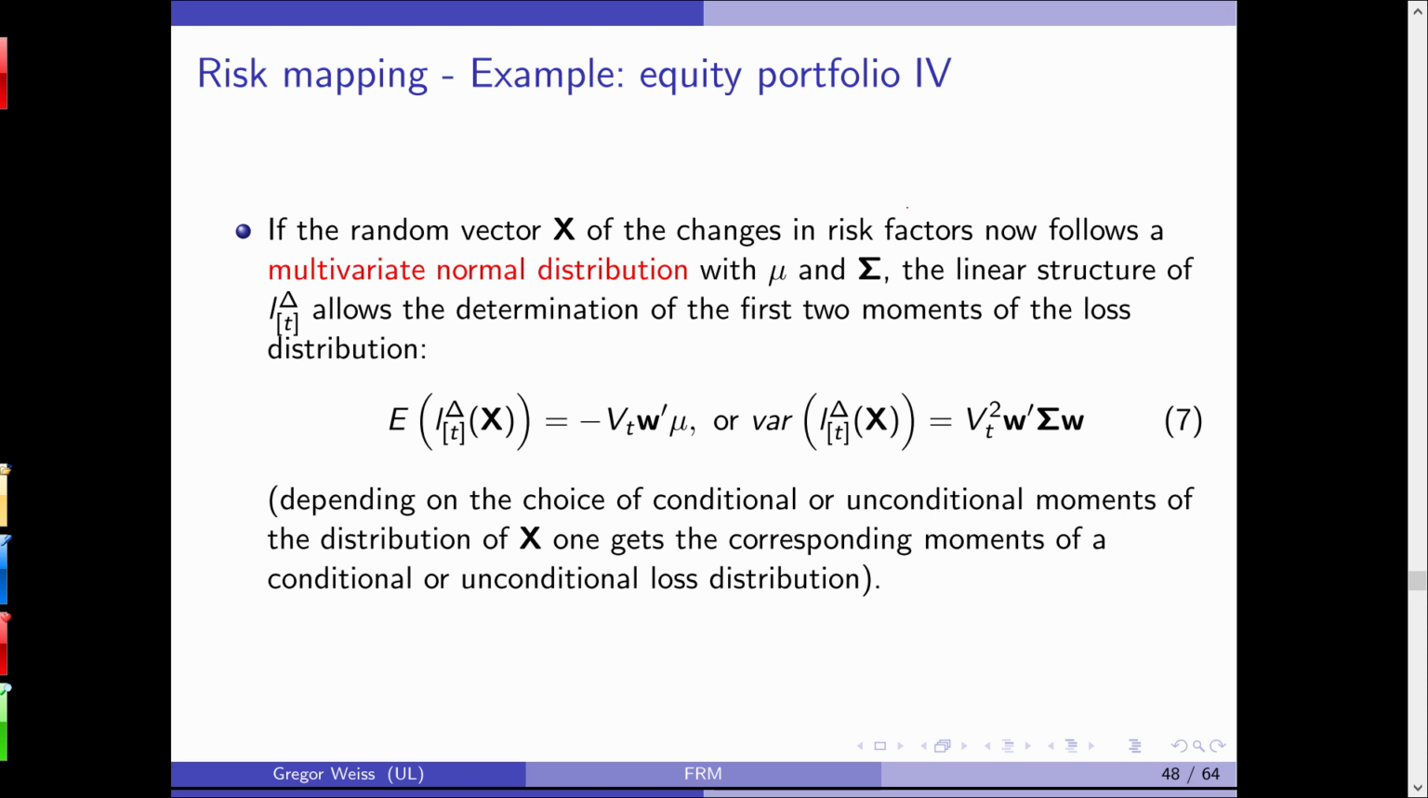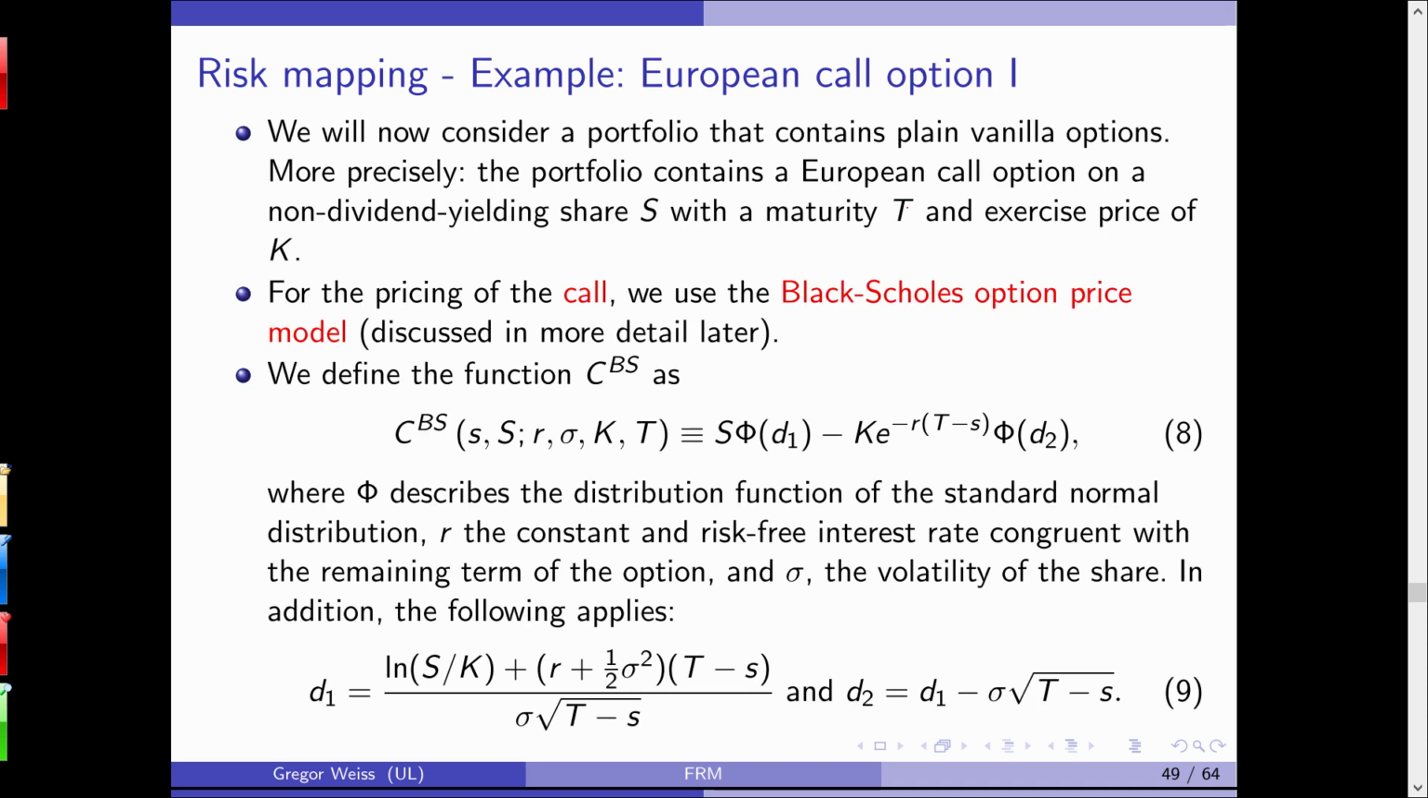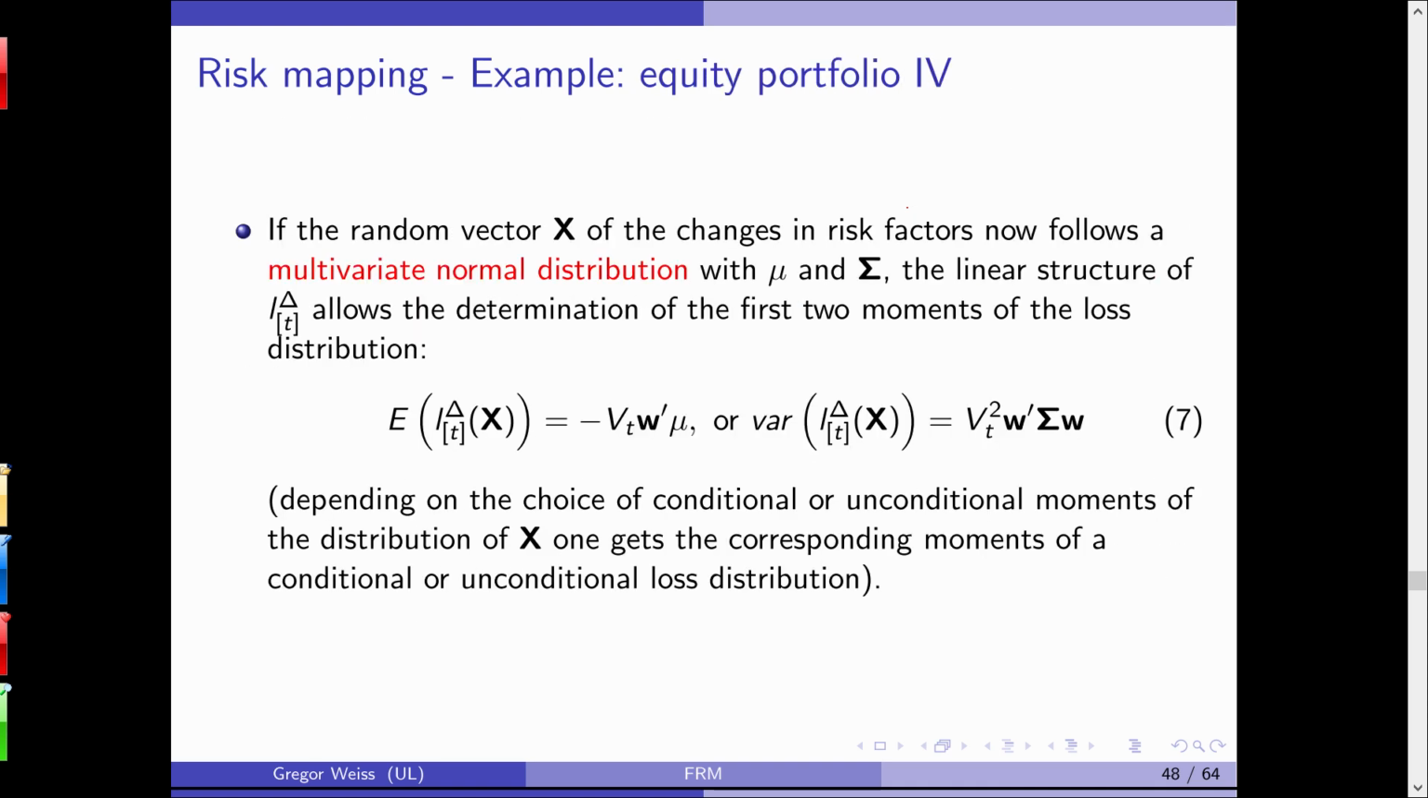And this is the expected value and the variance of the loss distribution under the idea that you have a linear approximation of the losses, and you assume a multivariate d-dimensional normal distribution for your losses. Okay. Now what would you do with this?